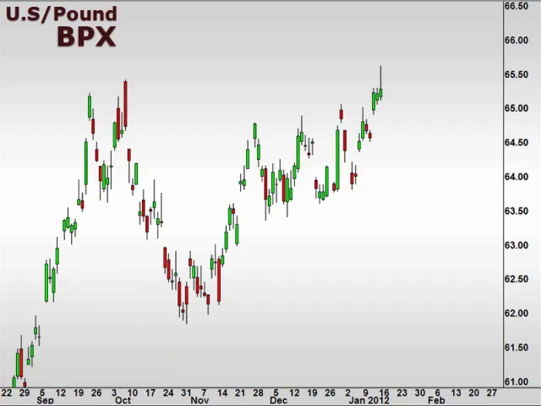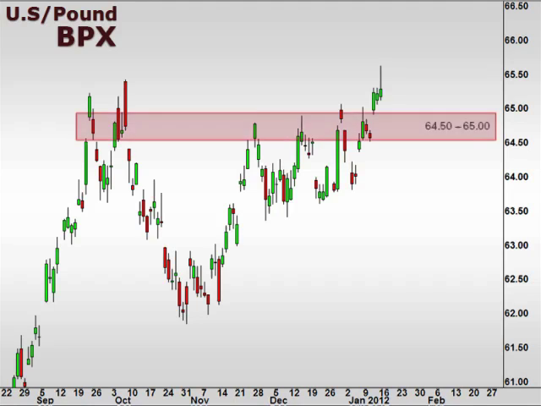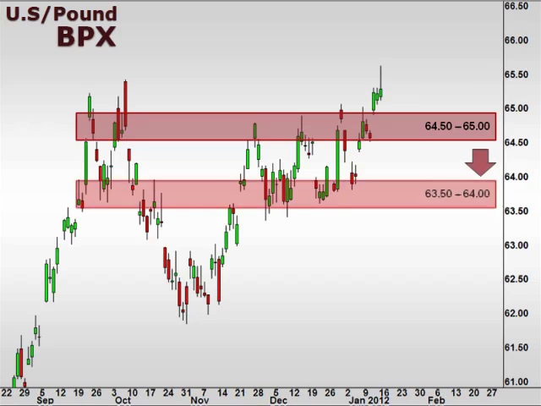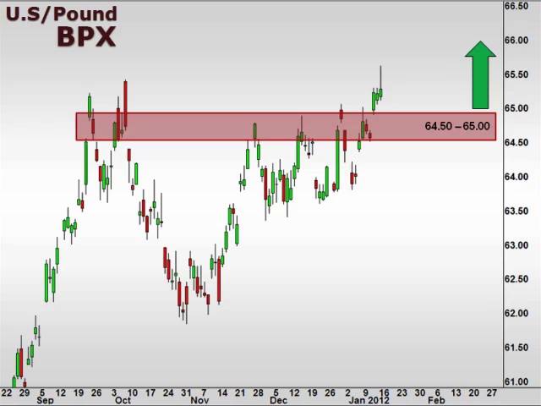Next up, the BPX, the US dollar versus the British pound. Well, the BPX broke above 65. The 64.5-65 level now assumes the role of support. A break below 64.5 is likely to signal a retest of 63.5. As long as 64.5-65 holds as support, we are expecting a continuation higher.